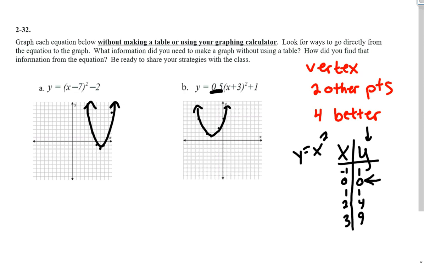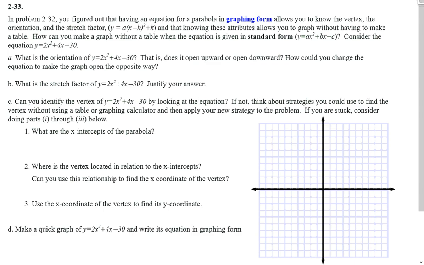So now that you know how to work in graphing form, this is a form that we aren't always given, but it's one of the easiest forms to graph out of. Now we're going to move into standard form, which is more of your traditional form that you're going to see. So standard form right here is y equals ax squared plus bx plus c. And you've been working in graphing form, a times quantity x minus h squared plus k. So what we are going to look at is how can we graph without making a table when we are in this form. Okay. So we're going to focus on this equation here.